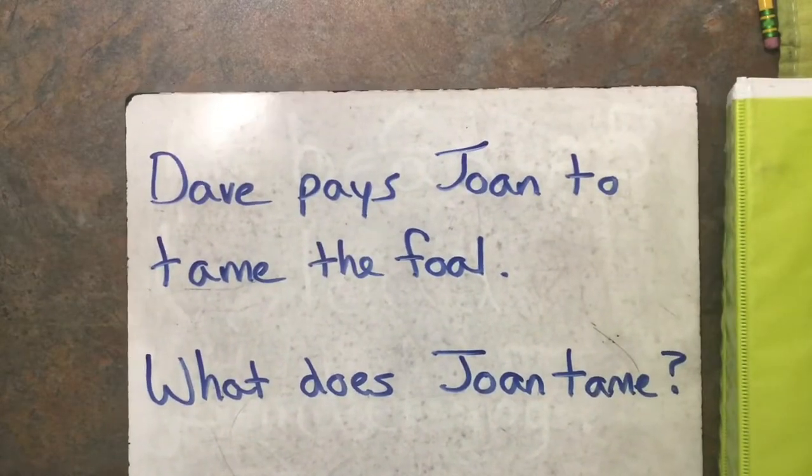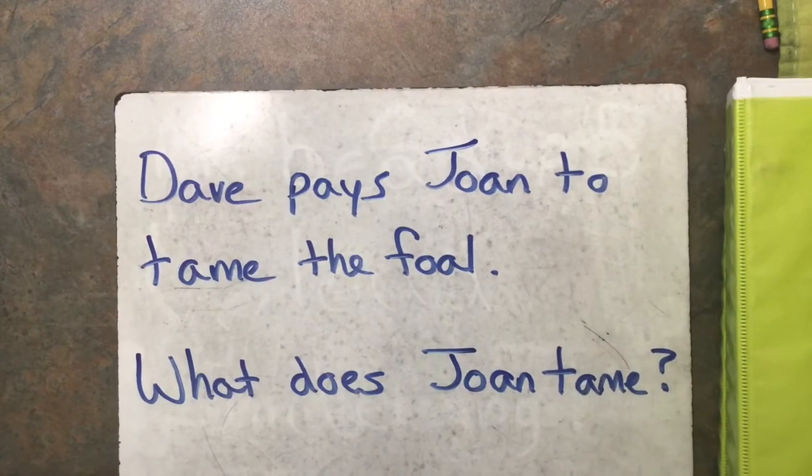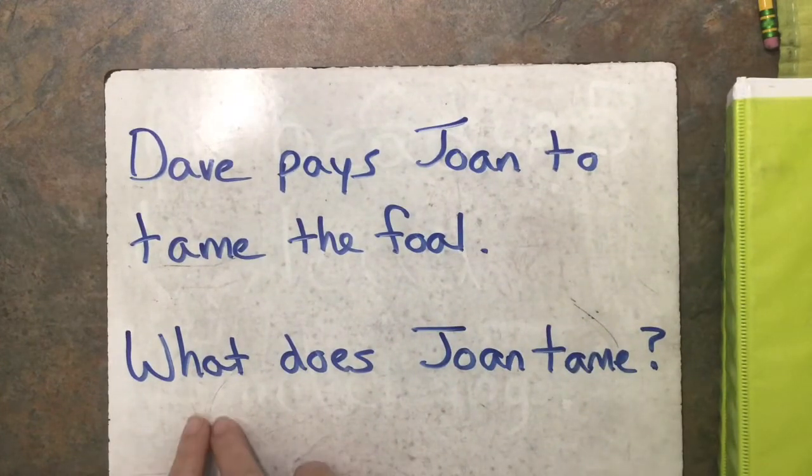Take a few minutes to read the sentence at the top. It says Dave pays Joan to tame the foal. Dave pays Joan to tame the foal. The question wants to know, what does Joan tame?